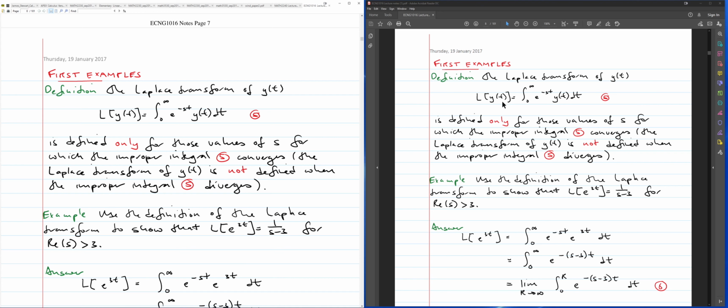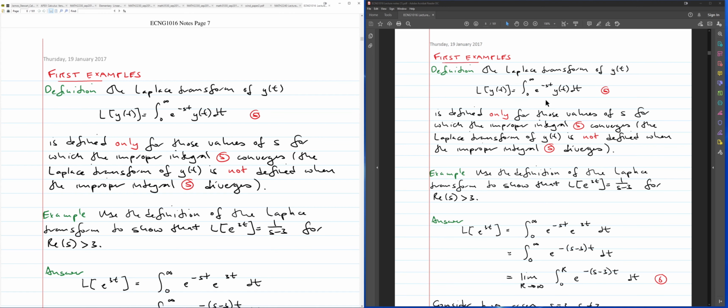And this Laplace transform is defined only for the values of s where you're going to get convergence on the right hand side here. If for some value of s you do not get convergence, then your Laplace transform is not defined for those values of s. Okay, so let's see an example of that.